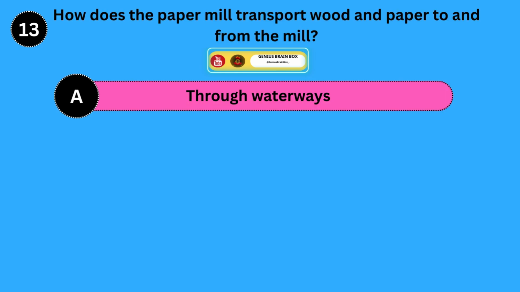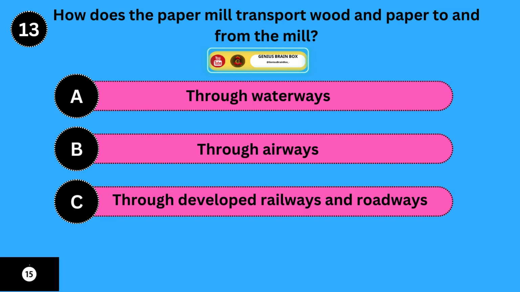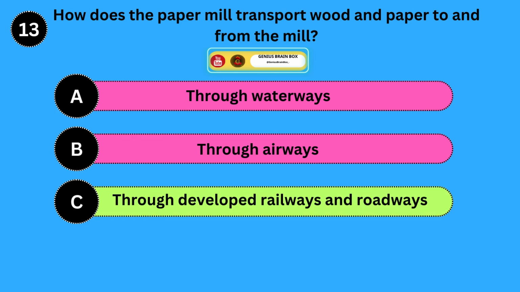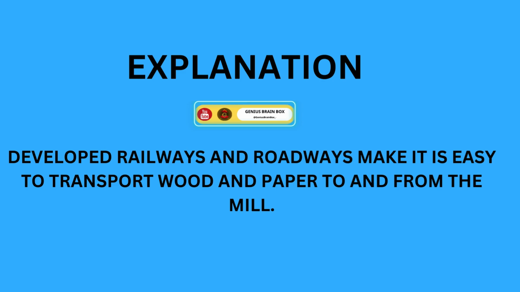to 5 p.m. How does the paper mill transport wood and paper to and from the mill? Option A. Through waterways. Option B. Through airways. Option C. Through developed railways and roadways. Correct answer is... Explanation. Developed railways and roadways make it easy to transport wood and paper to and from the mill.